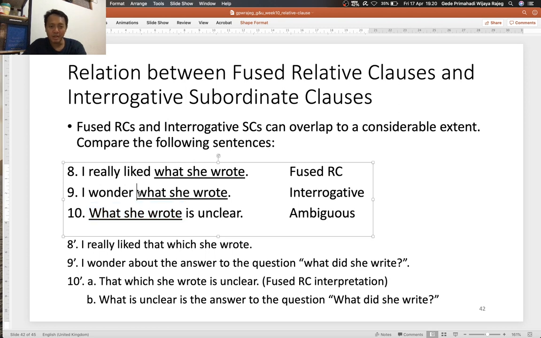But in 9 it is interrogative because it is preceded by the verb "wonder." We have seen from the previous subordinate clause lecture that "wonder" can have an interrogative subordinate clause complement, unlike verbs that typically take a noun complement. And in number 8, because "what" can be interpreted as a fused antecedent and relative pronoun, the clause is understood as a fused relative clause.